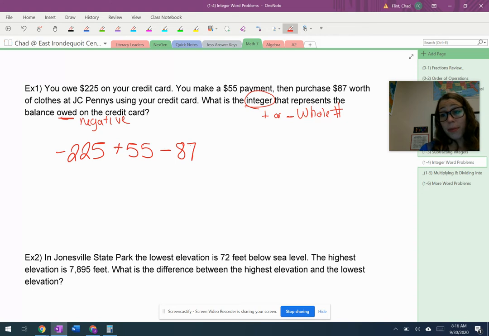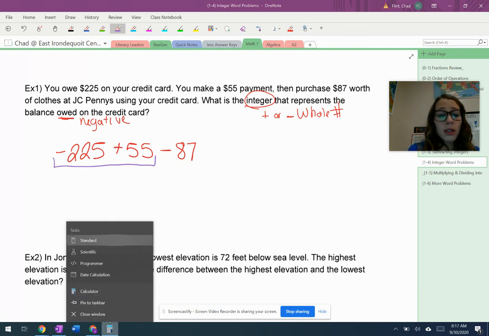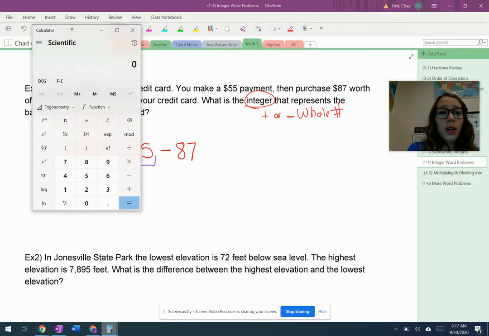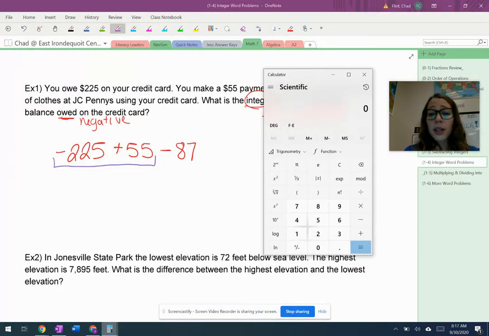So order of operations, when I have all addition or subtraction here, it tells me to work in order from left to right. So the first piece I'm going to start with is that negative 225 plus 55. And in this case, you can absolutely be using your calculator with these word problems. So just keep in mind your calculator is going to look a little different than mine. Okay, so in your calculator, you have to press the negative button first, then 225 plus 55 gives you negative 170.